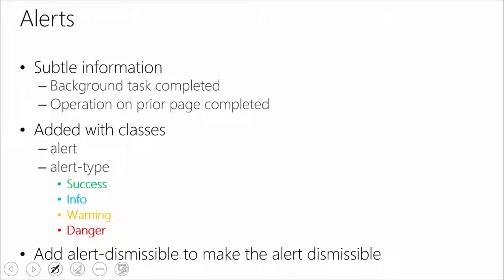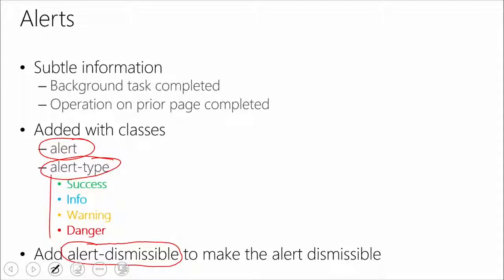In order to set this up, all that I need are classes. And there's really just kind of two main classes that I'm going to need here. Number one is alert, and number two is alert type. And you'll notice that we've got success, info, warning, and danger with all of the different colors that are listed there. And you also have the ability to make the alert dismissible, meaning that if the user clicks on it, it will disappear by just adding on the alert dismissible class.